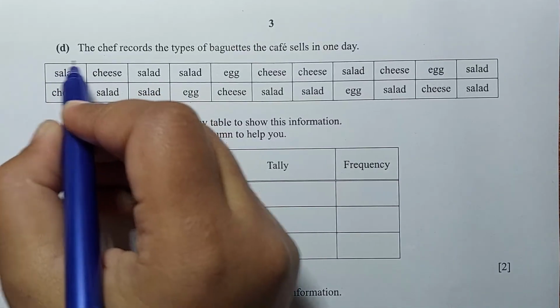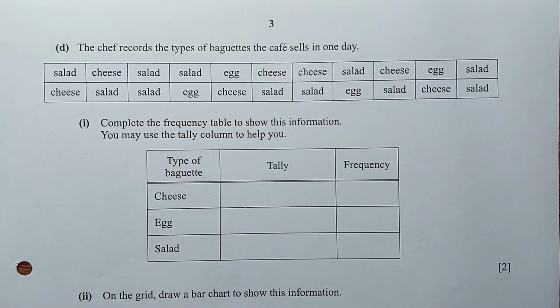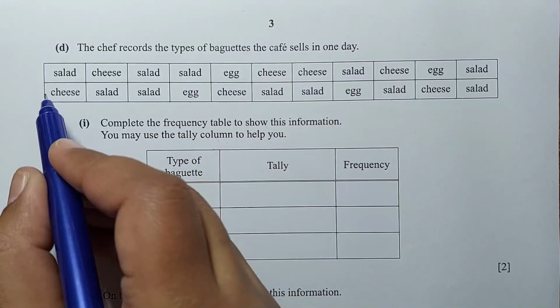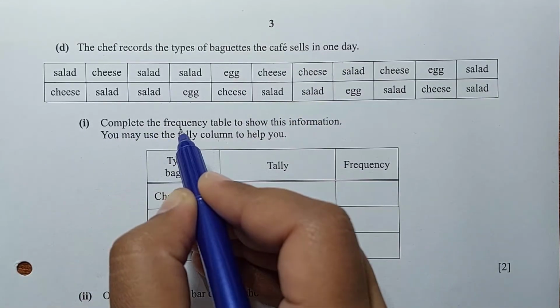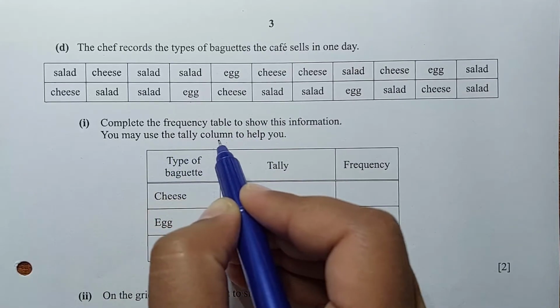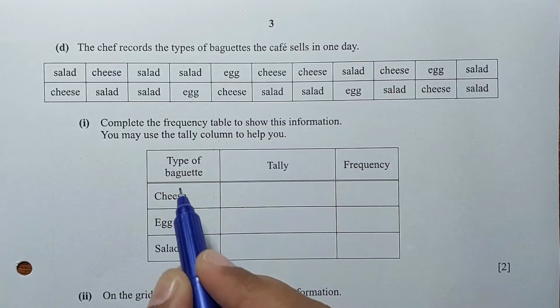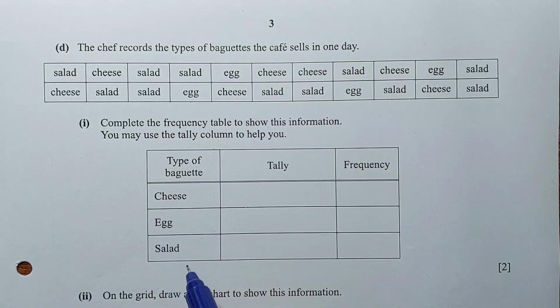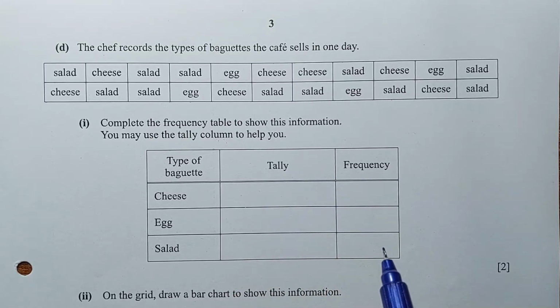Now for part D, the chef records the type of spaghettis the cafe sells in one day. Number one, complete the frequency table to show this information. You may use the tally column to help you. So the types of spaghetti are cheese, egg, and salad, and we have to find the tally and the frequency.